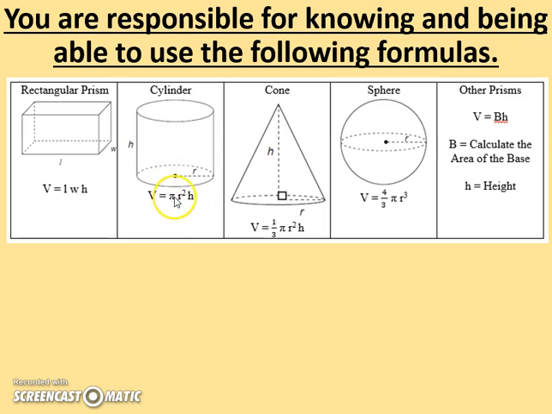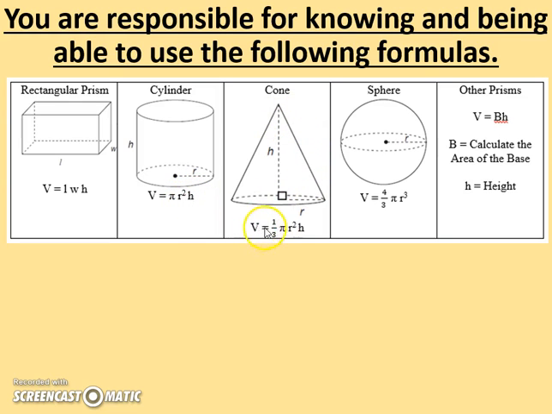For the volume of a cylinder, you need to multiply pi, which is 3.14, times the radius squared times the height. And remember, exponents come before multiplication in the order of operations, so we'll need to do this radius squared first and then multiply by pi and height.